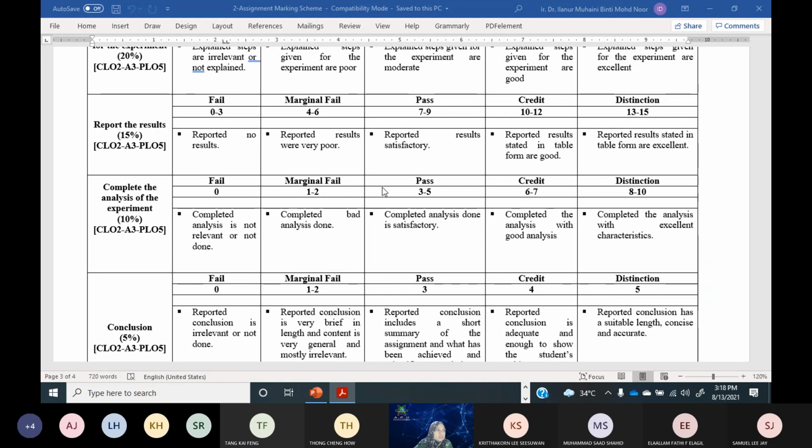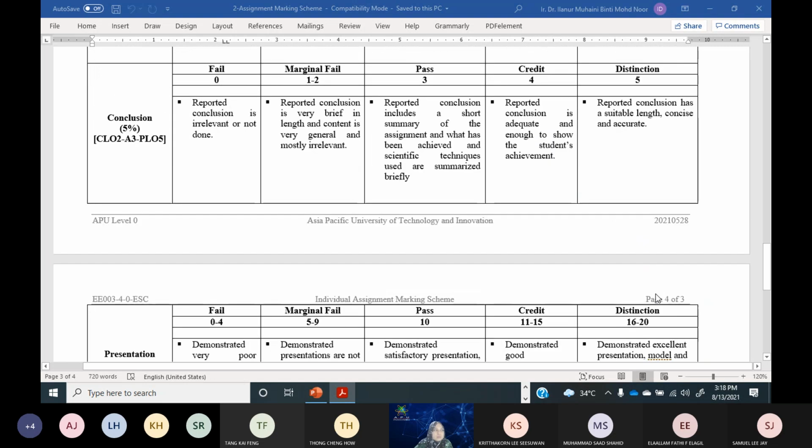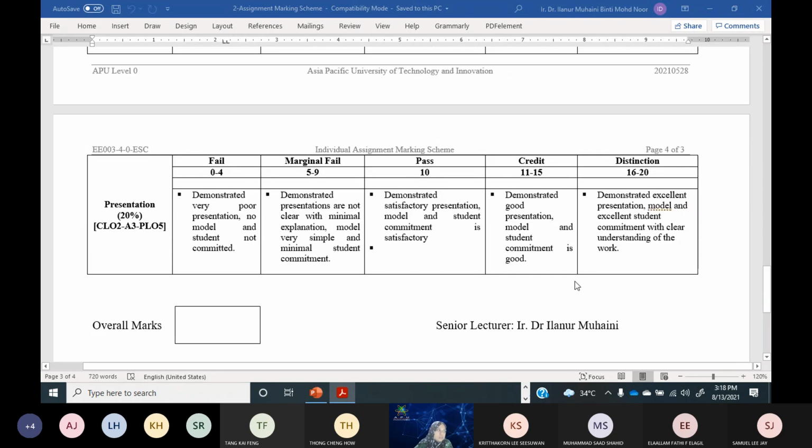After the analysis is done, then the conclusion. After that, presentation. Presentation gives you a lot of marks, 20%. But this 20% is later multiplied with 20 also. So, demonstrated excellent presentation, model and excellent student commitment with a clear understanding of the work. If you want to fall under this category, you must be prepared for the presentation.